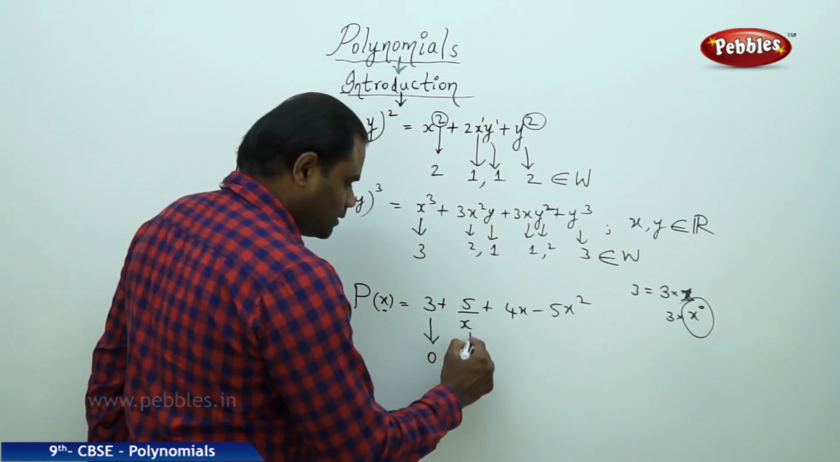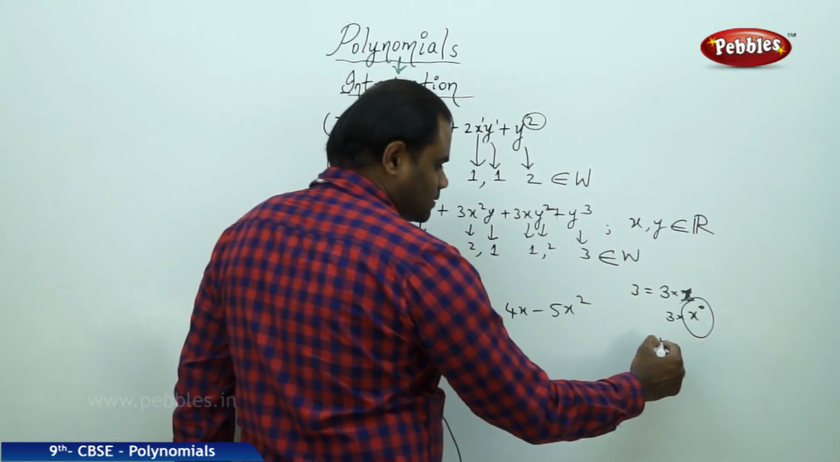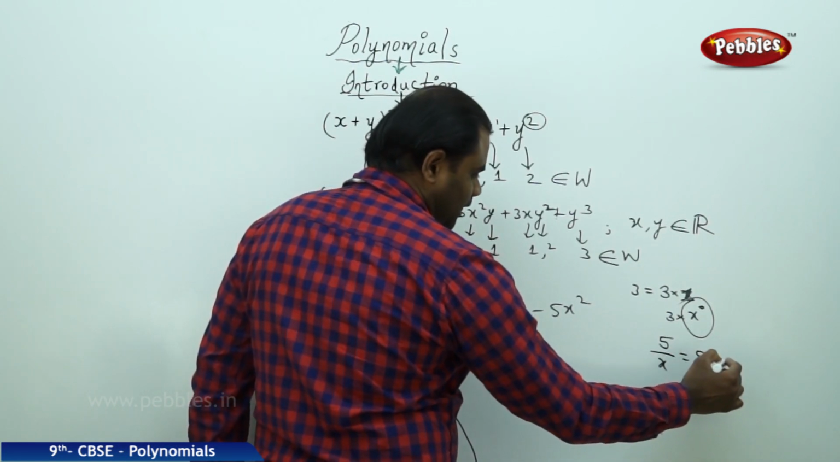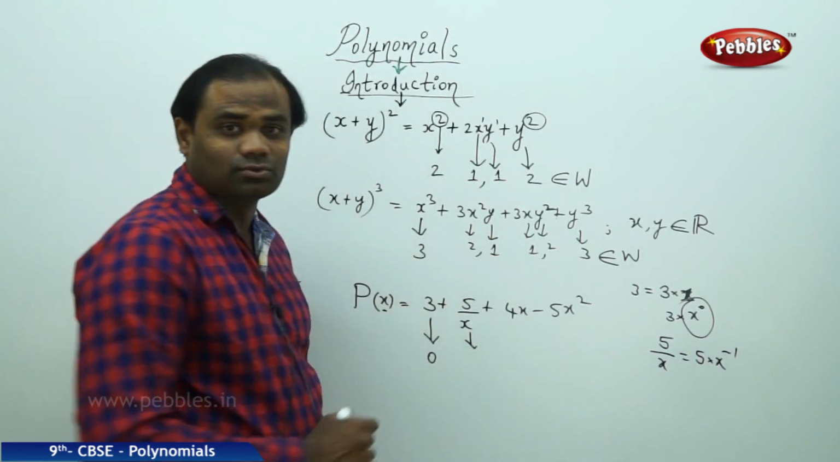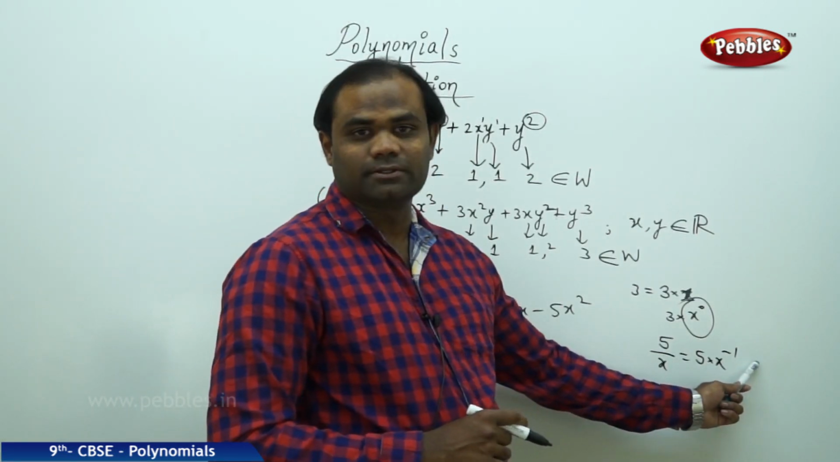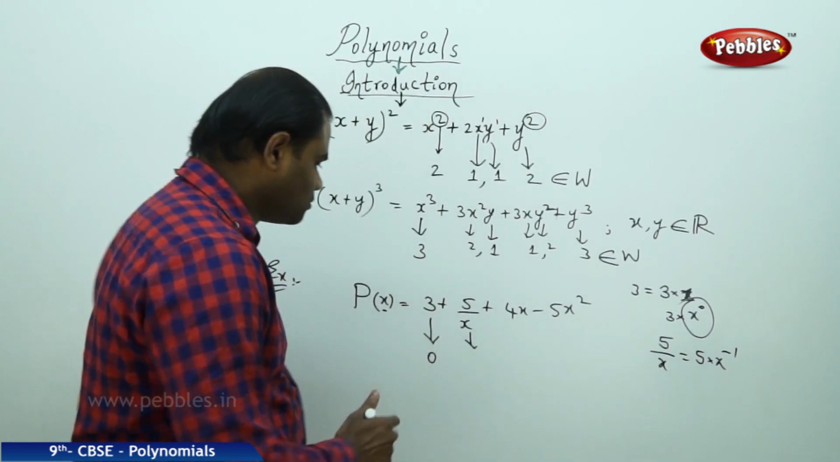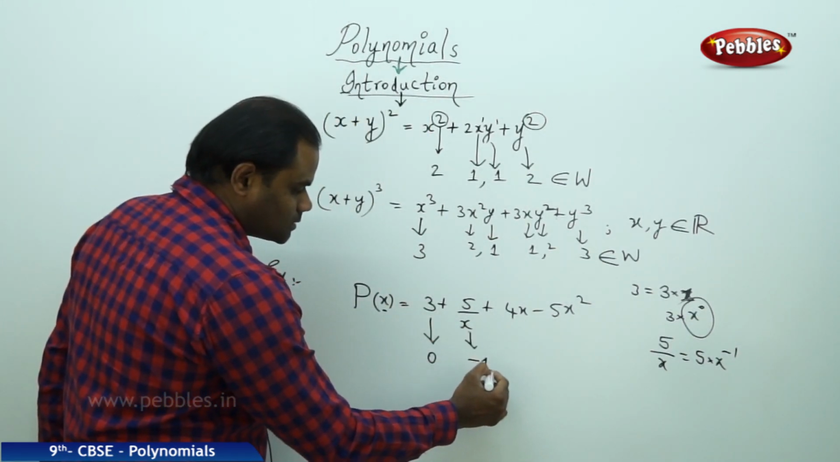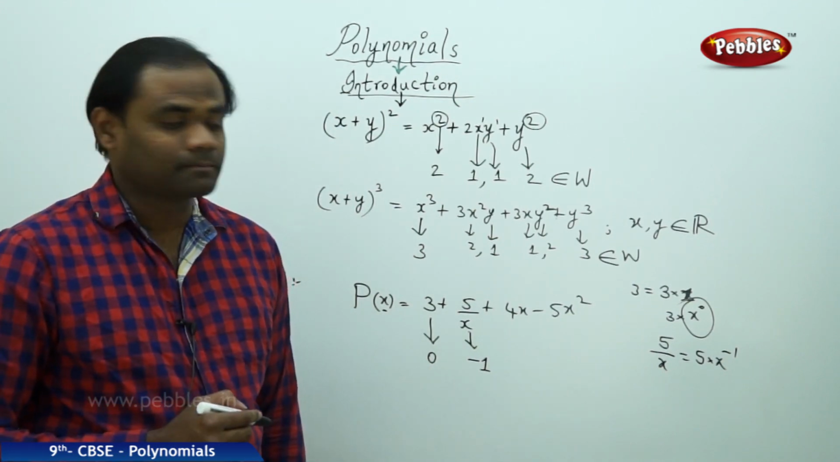Next, if I have 5 over x, this can be written as 5 times 1 by x, which is x raised to negative 1. So 5 over x is 5 times x raised to negative 1. Therefore, I assume the power of x in the second term is negative 1.